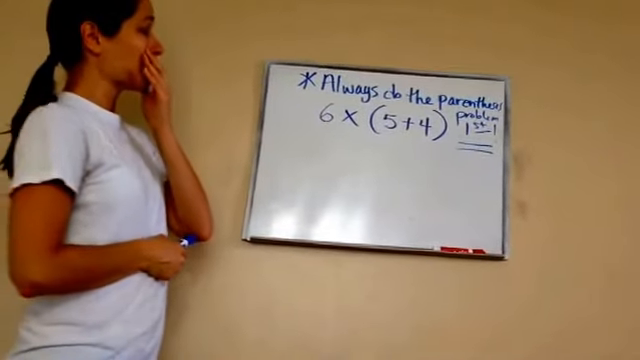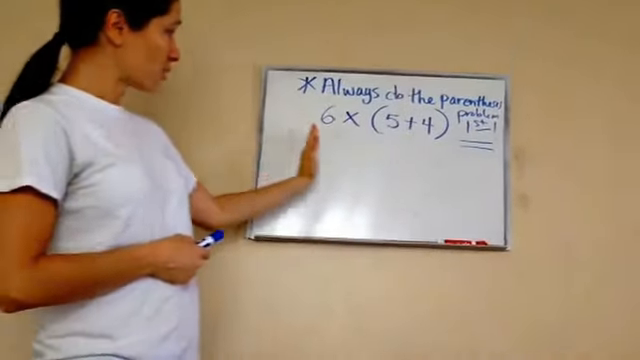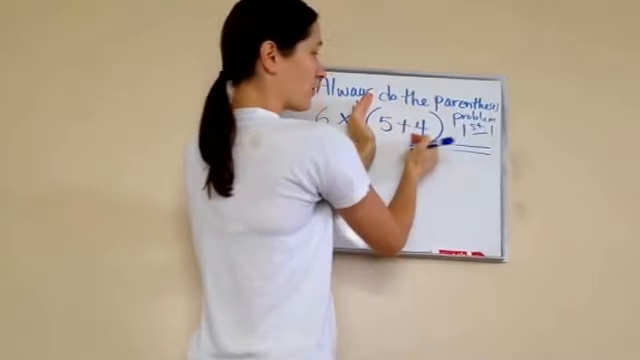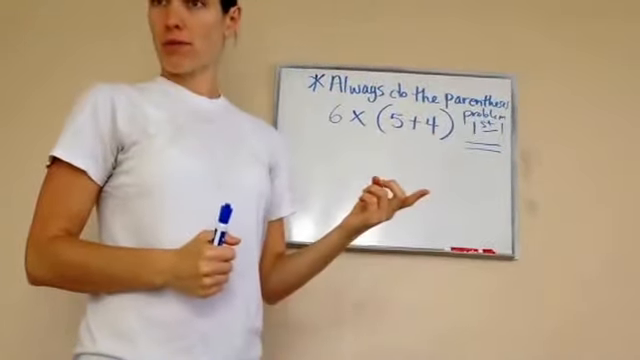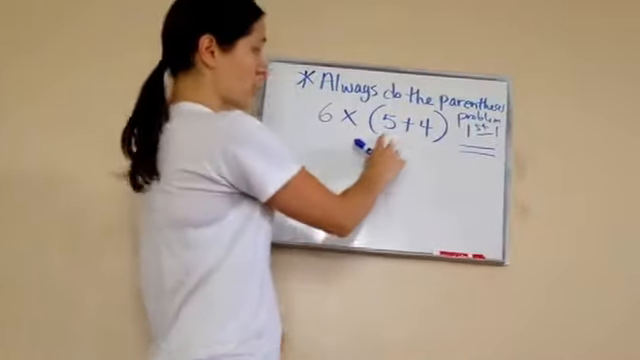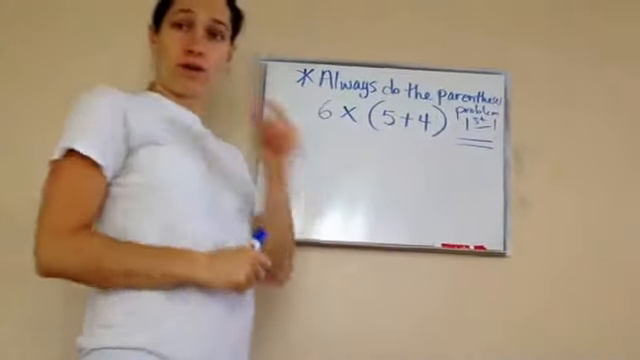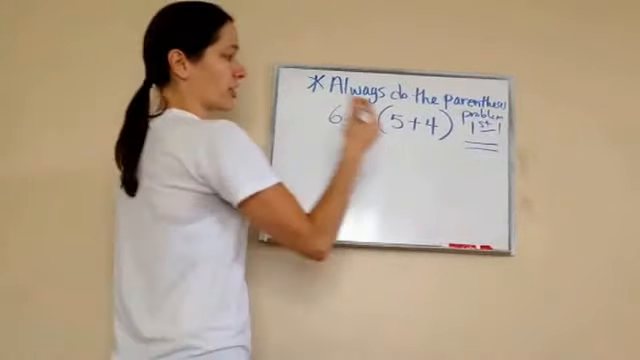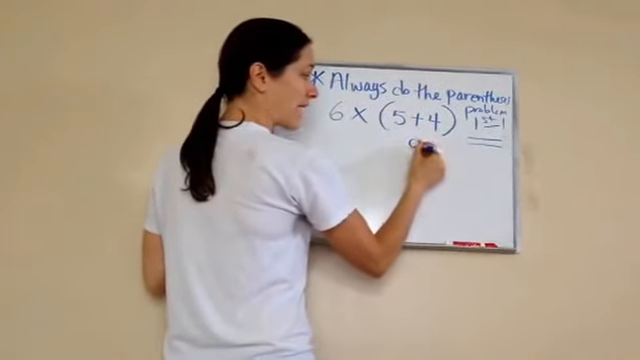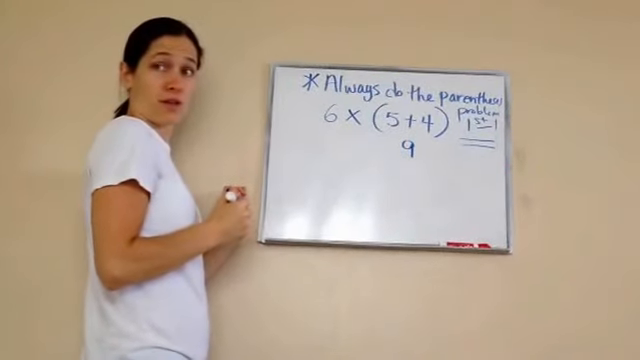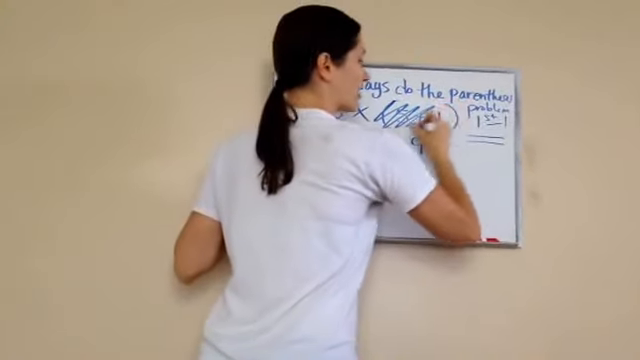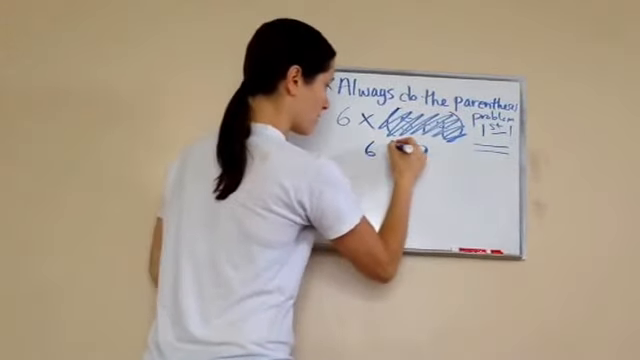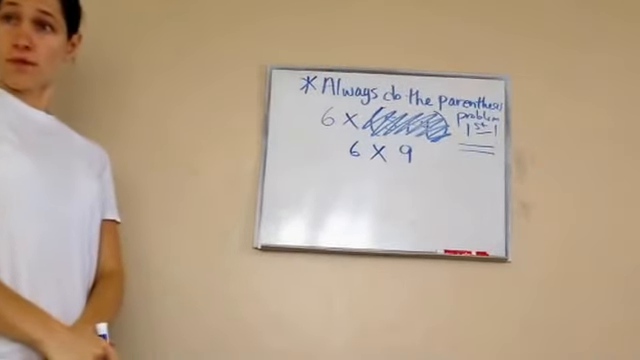Okay, very good. Now, if I were to look at this problem, 6 times, and then I've got parentheses, 5 plus 4, that means I'm going to do that problem first. So let's do this problem. What is 5 plus 4? 9. Very good. So I'm going to write my answer underneath, and I'm going to cross out what we've already done. And then I'm going to move everything else down, 6 times. See what I did?